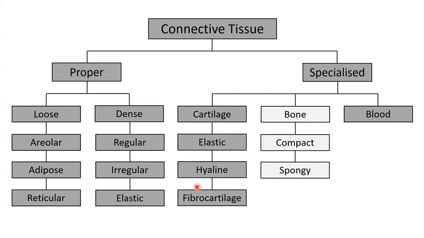Our bone, which we won't talk in too much detail today because that's actually the topic of the next lecture, is compact and spongy. So that's two different types of bone. And then our blood is just our blood. So we have our red blood cells, our white blood cells, our platelets, but it's all encompassed under blood.